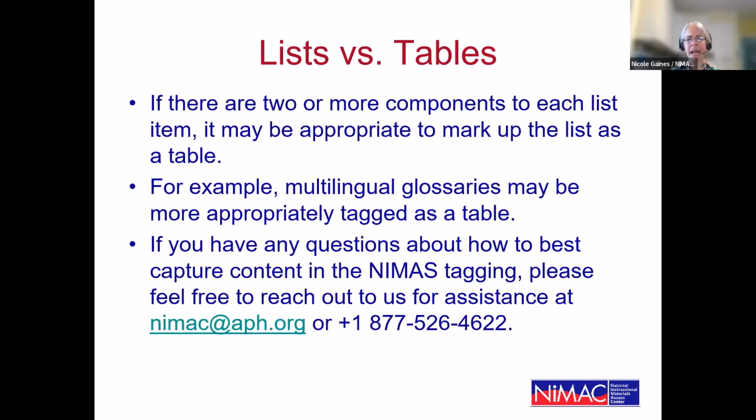I do want to segue from that to going back to that question about lists versus tables. Again, if there are more than 2 components to each list, you may need to mark it up as a table. This is actually something that we sometimes do see with glossaries. We will see multilingual glossaries where there's a term, there's a definition, there's a term in Spanish, and then there's a Spanish definition.